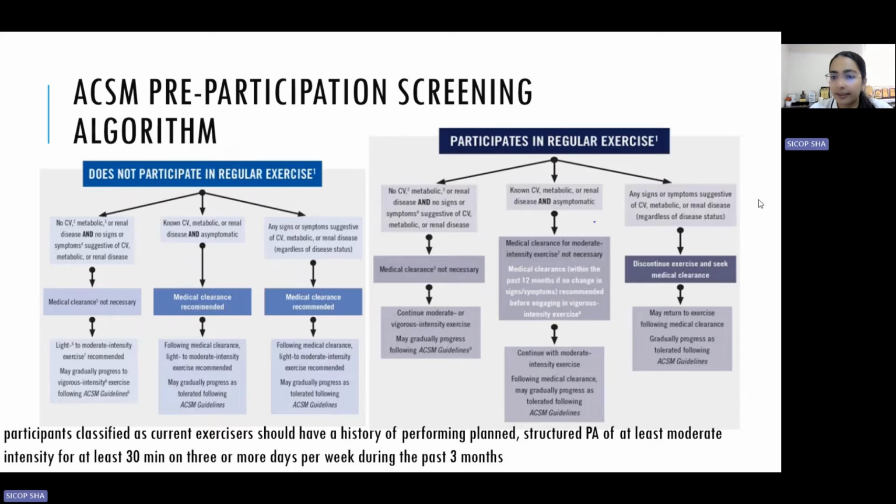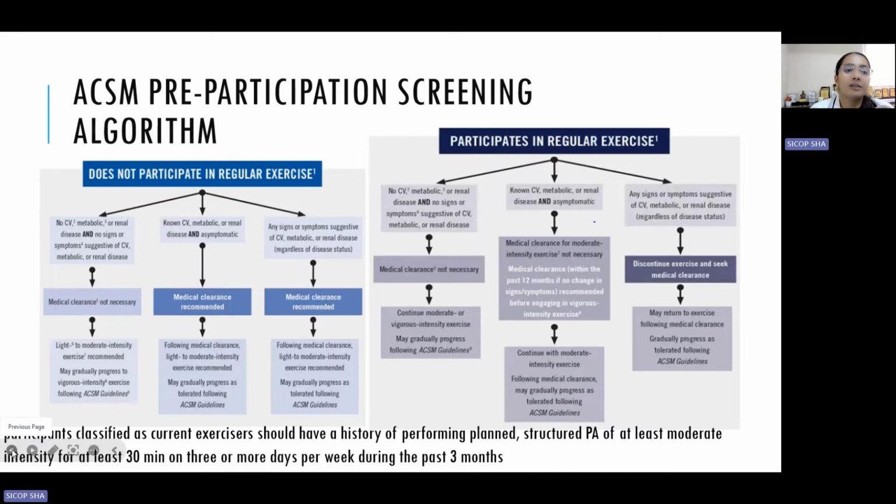Then the third category comes where, irrespective of whether they are diseased or not, they are having symptoms. As we saw previously, if at all you see any sort of symptoms, then medical clearance is anyway recommended. Following the medical clearance, light to moderate intensity exercise can be started and gradually progressed as tolerated.